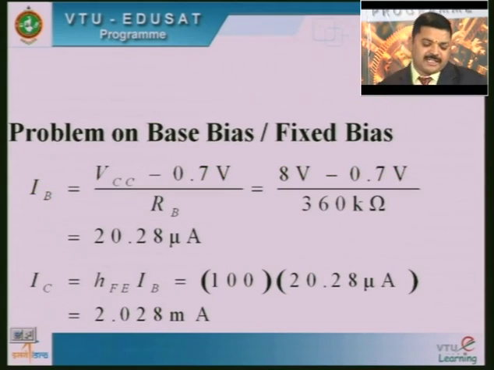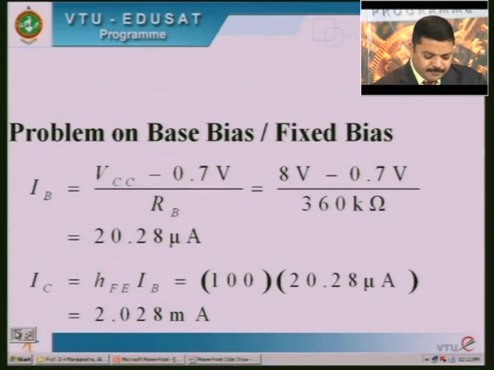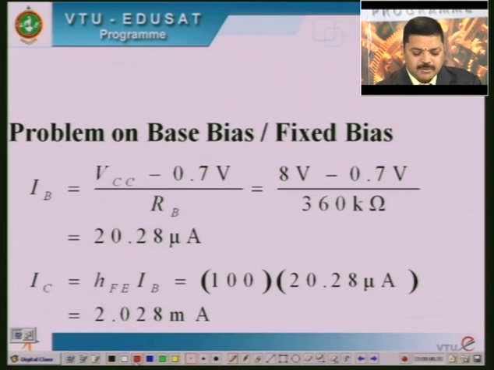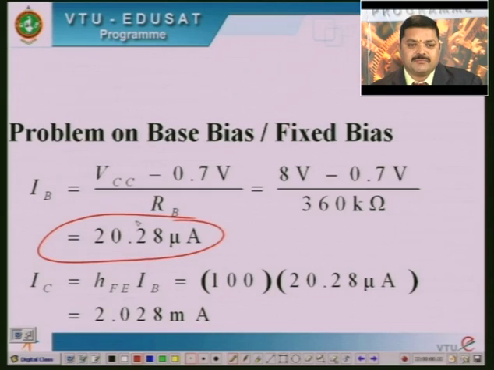So, as we know, IB is given by VCC minus VBE divided by RB. Substituting the values here, 8 volts minus 0.7 volts, divided by 360 kilo ohms, if you calculate this value, gives us 20.28 microamps. IB will usually be in microamps, which is a very small value. So, IB is equal to 20.28 microamps.